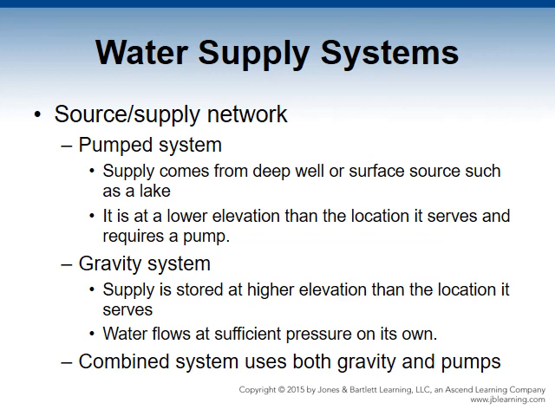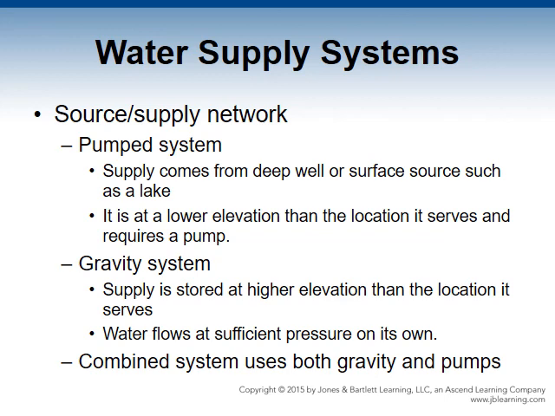Supply source network. The water for a pump system may come from a deep well or from a surface source such as a lake, river, or reservoir. The supply is located at a lower elevation than the location it serves. It requires a pump to generate sufficient suction pressure to draw the water into the supply network.